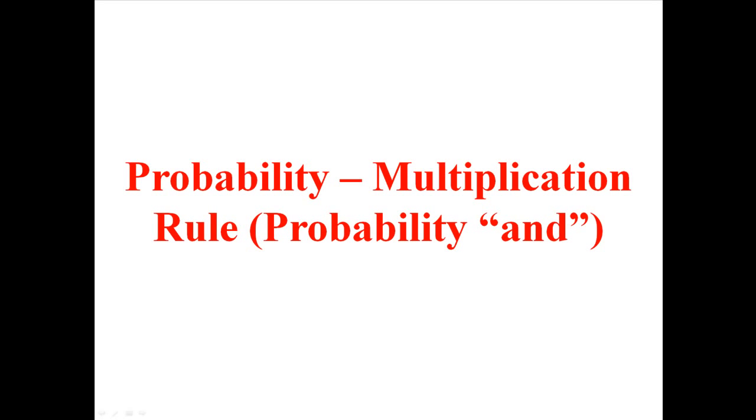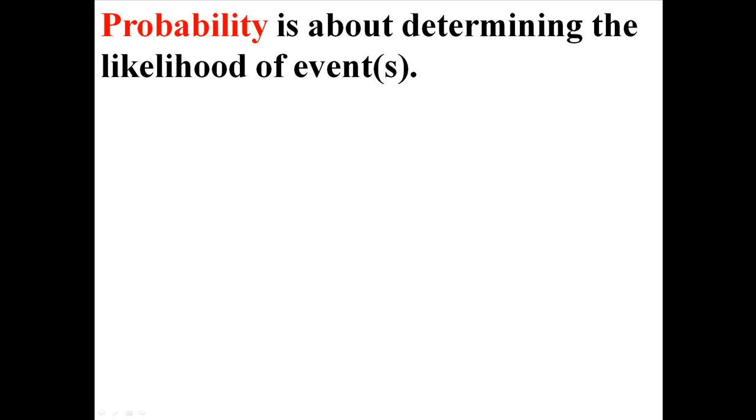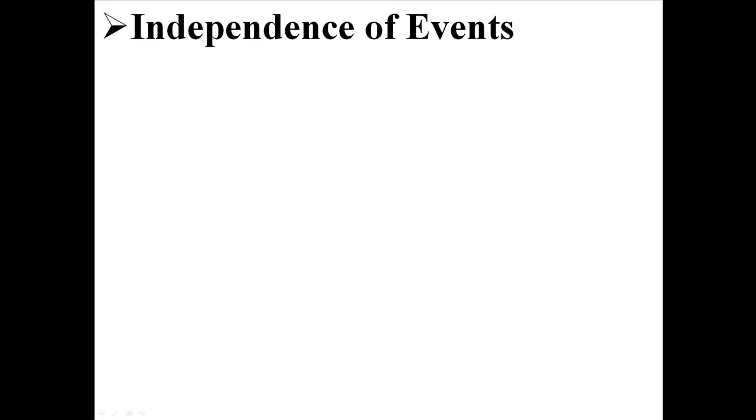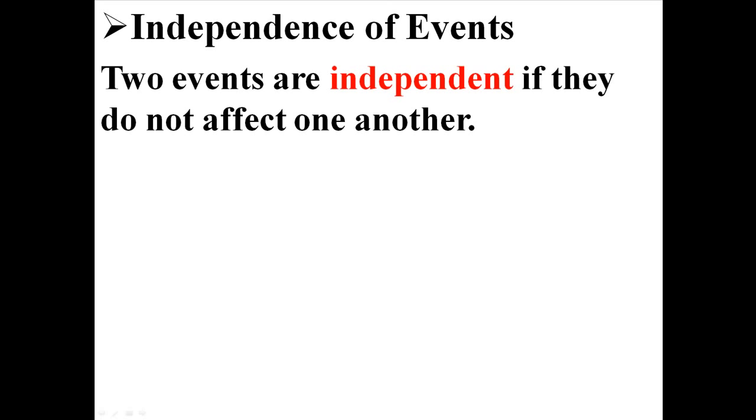Before, I talked about the addition rule for probabilities, and now I'm going to talk about the multiplication rule. Remember that probability is about determining the likelihood of events. Now, first of all, I want to talk about independence of events. Two events are independent if they do not affect one another.